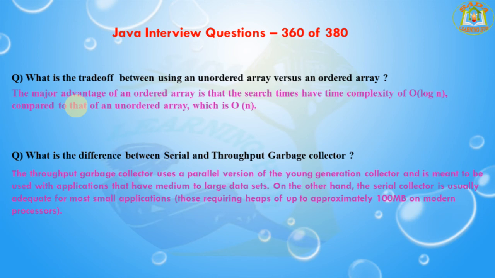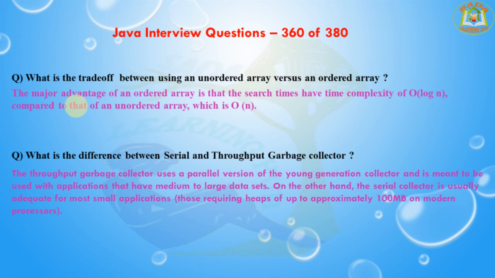Coming to the ordered array, search is faster and insertion is very slow. And coming to the unordered array, insertion is so fast and search is very slow. Why? Because the array is not ordered. That's why search in an unordered array is slow.